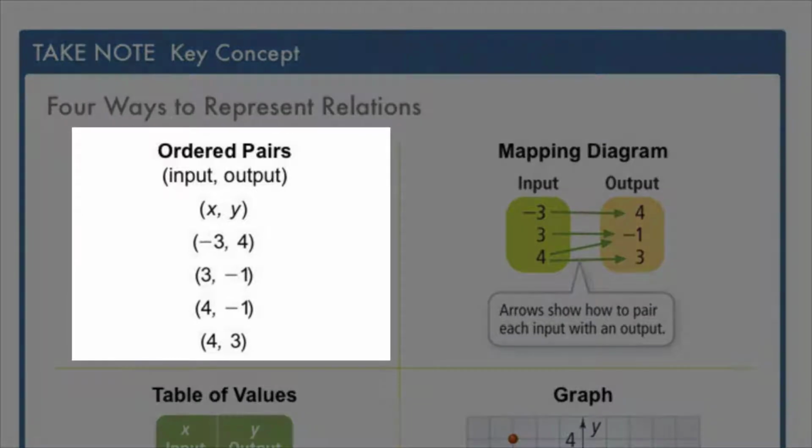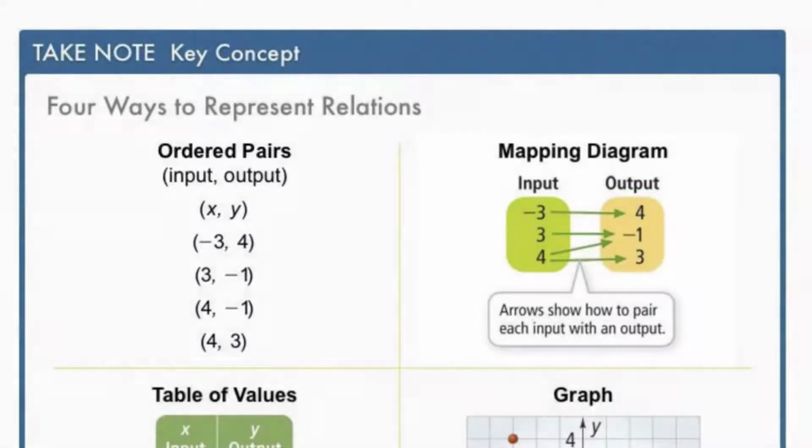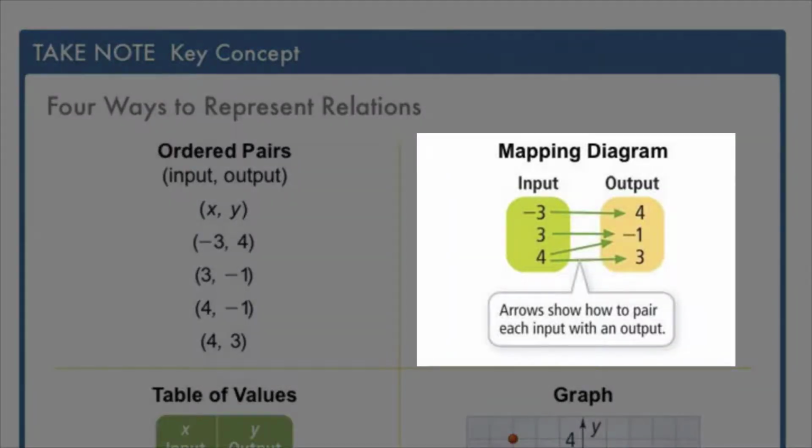First, you can represent them as ordered pairs, so in parentheses, an input value separated from an output value by a comma. So we see x, y, -3, 4, and so on. Ordered pairs.